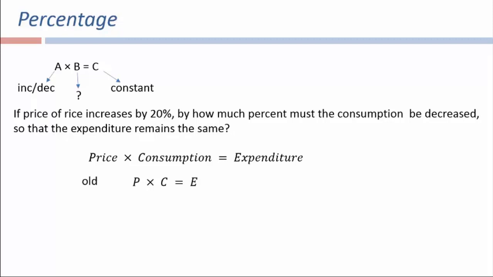Let us talk about the new relation. The price of rice is increased by 20%. So the fraction for 20% is 1 by 5. But an increase of 20% would give me a multiplying factor of 6 by 5.